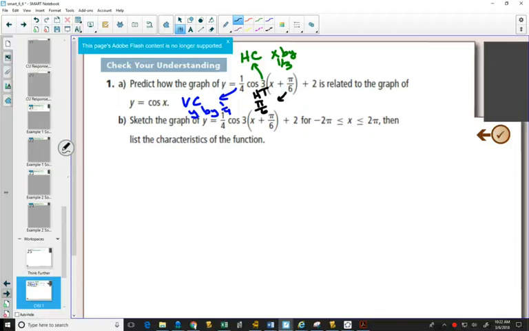This is a horizontal translation, pi over 6 to the left. And finally, we have a vertical translation, 2 units up. So that would be a description of the transformations that would happen to cos x if we graphed it.